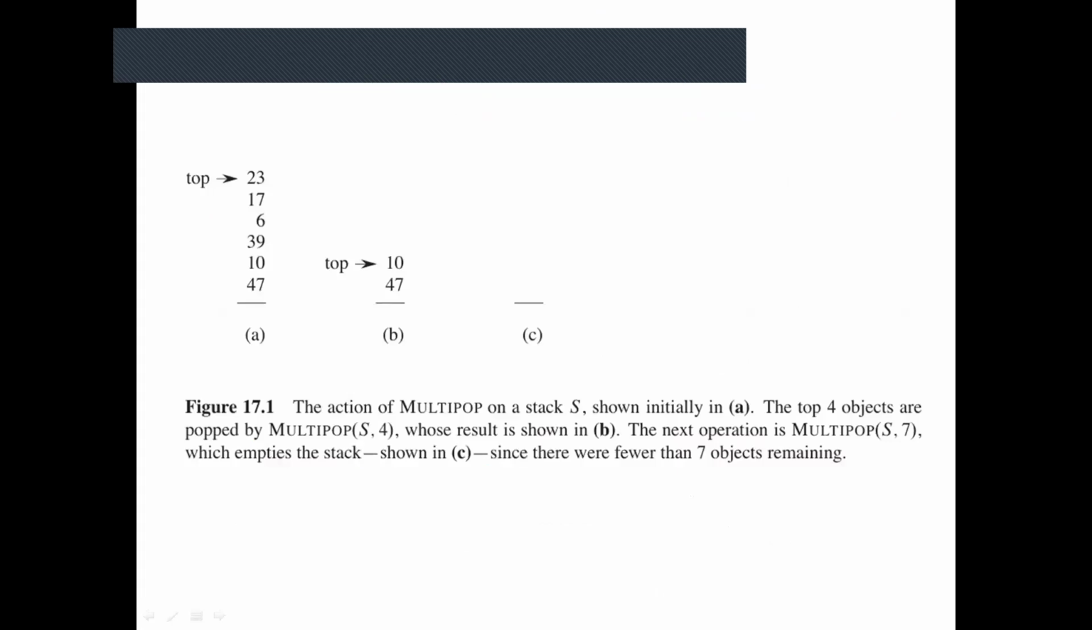This is just an example showing the action of multi-pop on a stack S, which is initially in scenario A, where 4 objects are there. If I call multi-pop of S comma 4, it shows the result as in B. You can see 4 elements will be deleted, and this will be the final status of the data structure. Now suppose the next operation is multi-pop of S comma 7, which empties the stack as shown in C. But because there are not 7 elements, we had only 2 elements, the minimum of 7 and 2 will be taken and 2 of them will be deleted.